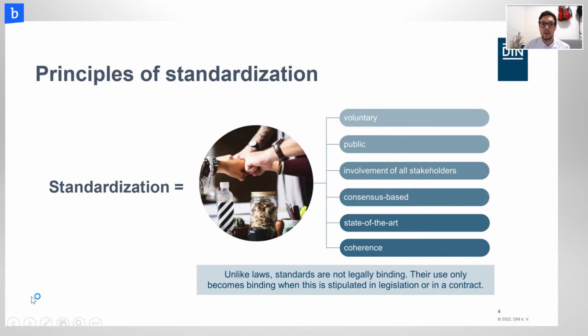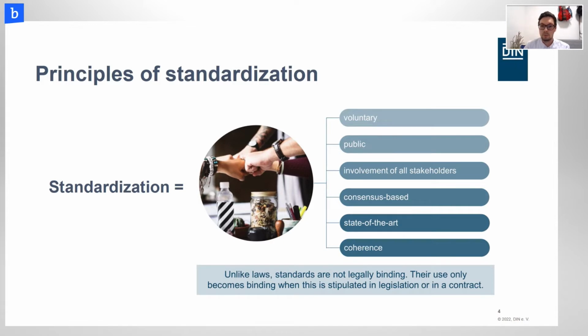Standardization is based on some principles. At first, standards are voluntary. That means it's voluntary to participate in standards, and it's also voluntary to use standards. Standards are always public so that everybody can read them. And standards should involve all interested parties or stakeholders, for example, the industry, the research, governments, policy, consumer protection, whatever. Standards are always consensus-based, and standards should always reflect the current state of the art.